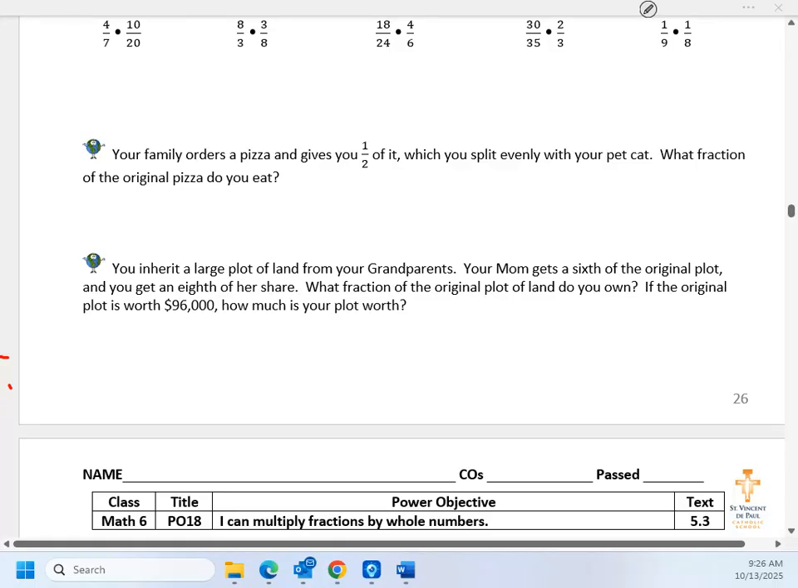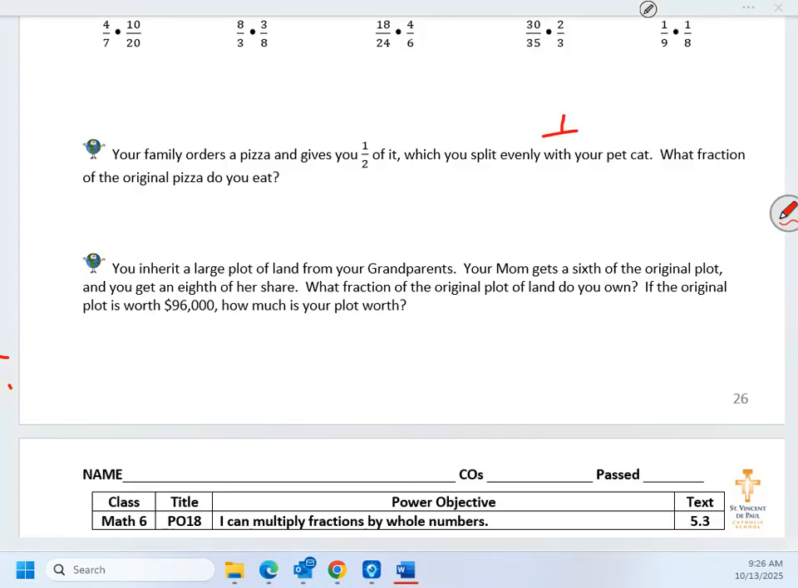If you get half the pizza, then you take your section, how much are you going to divide it into? We said 2 parts. So how many of those 2 parts do you get? You get half of it. So you have a half and you split it with your cat. So you have 1/2 times 1/2.